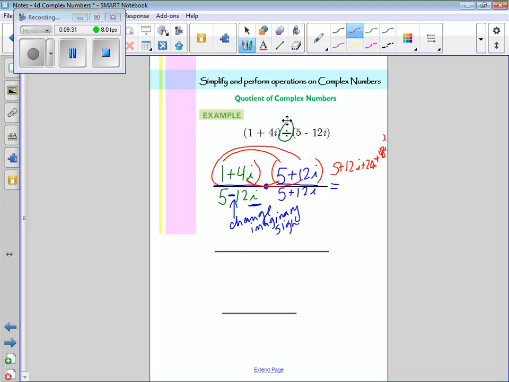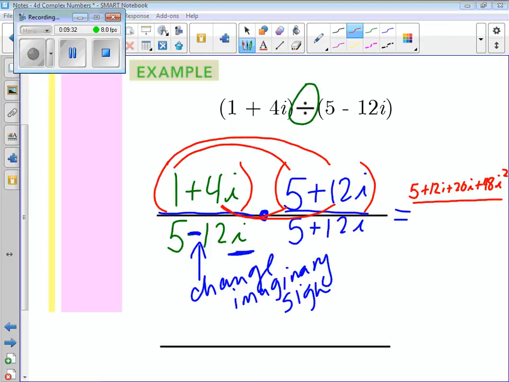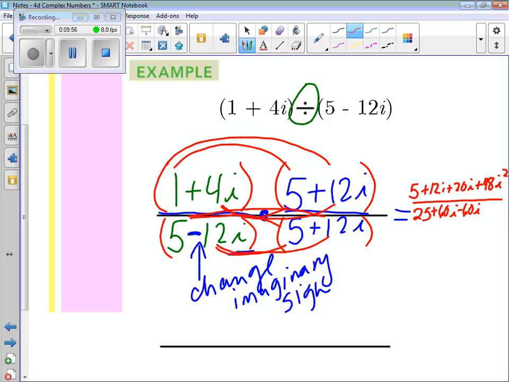So we have 5 minus 12i times 5 plus 12i. So multiplying out the denominator now. 5 times 5 is 25. 5 times 12i is 60i. Negative 12i times 5 is negative 60i. That's good, that cancels out. And the last term in the denominator is a negative 144i squared.